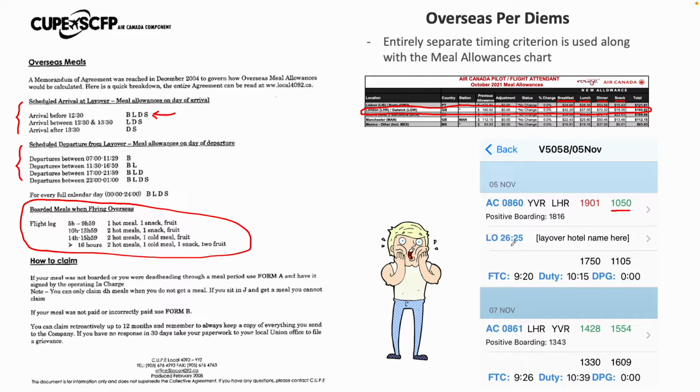Now we look at the layover time here. It is 26 hours and 25 minutes on layover. This flight departed Vancouver in the evening on the 5th, meaning that it arrived in the morning on the 6th, London time. So November the 6th, there would be all four meal allowances. That again is breakfast, lunch, dinner, snack. That's for the 6th.